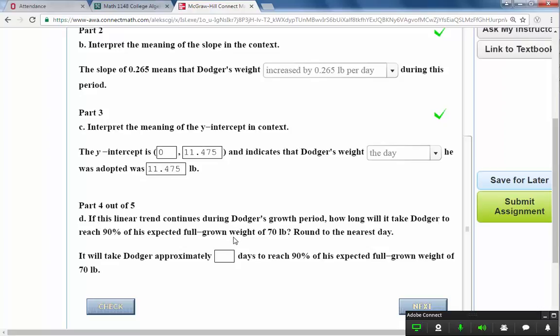All right. You want to estimate how many days it's going to take with this line for your puppy to reach 90% of 70 pounds. Full grown, these dogs can't go beyond 70, but you want it to reach 90% of this weight. So what is 90% of 70? Take your calculator and compute it, 63. So when your dog is going to reach 63 pounds, can you see it from the graph?